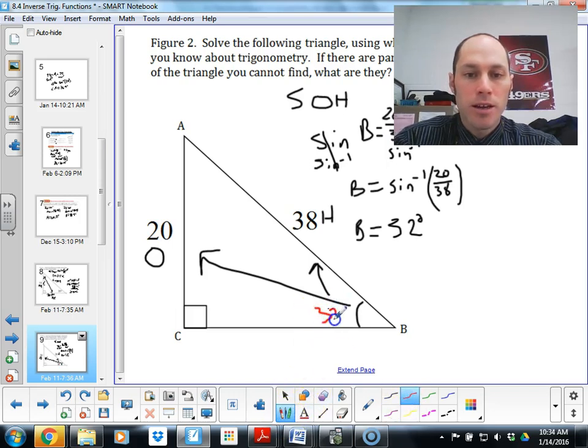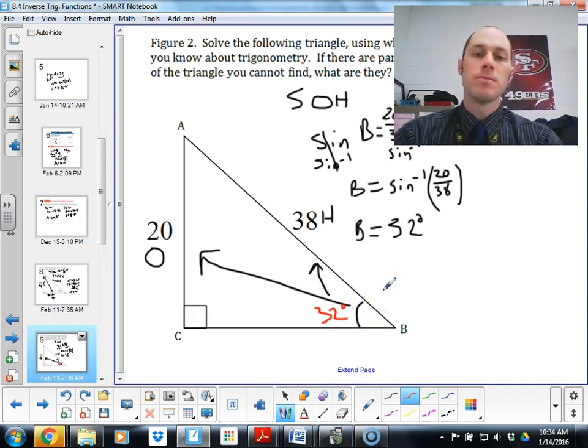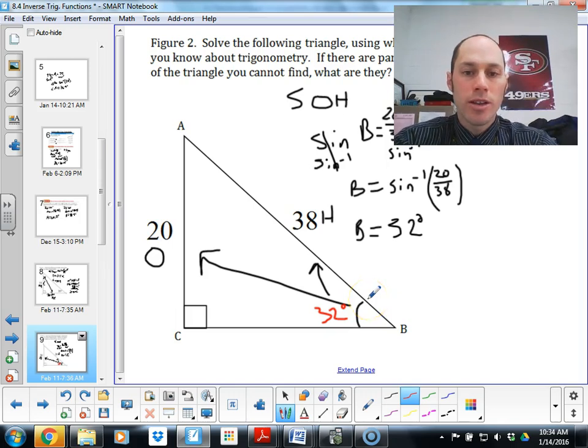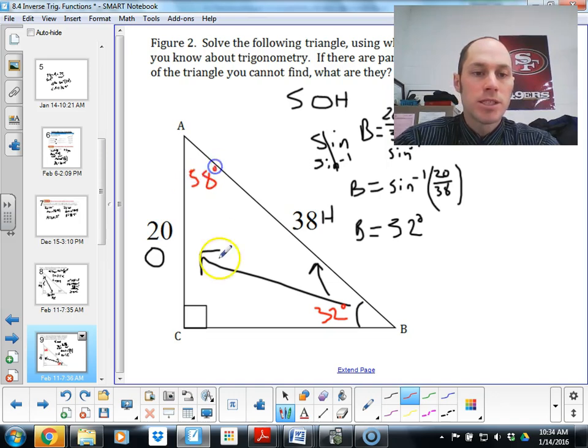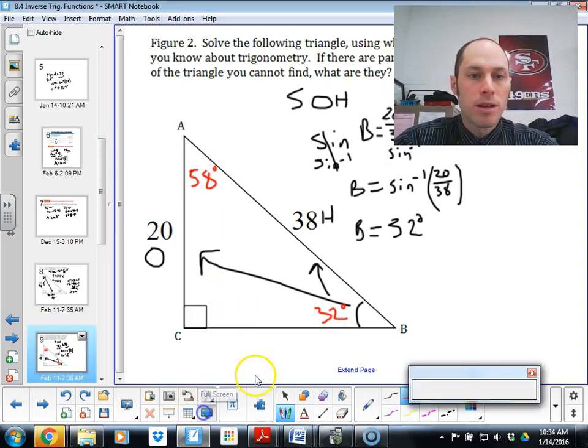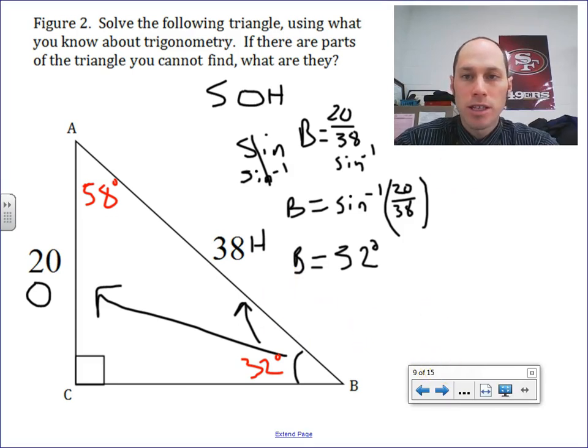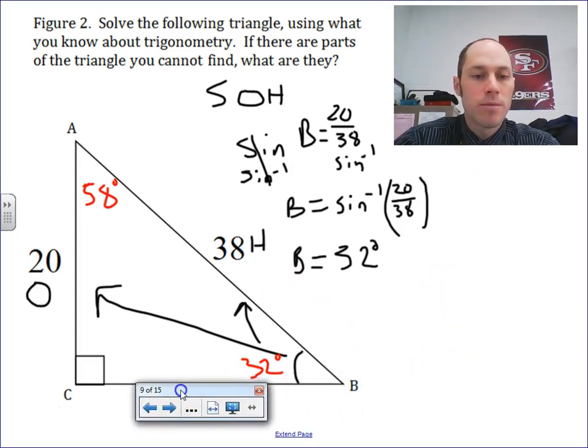that would make angle A, which I could use some trig to find if I wanted to. And I'll just do that to show you how that works. Otherwise, you know that it should be, well, 32 plus 58 plus 90 gives me 180. So I know it should be 58. But why don't we set up an equation to solve that using some trig so that we know how to do that.